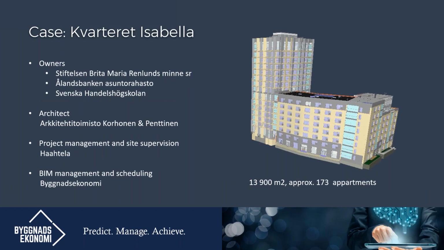We're going to take a closer look at this classification and its use on one of our ongoing projects. It's Kvarteret Isabella. It's an apartment building, approximately 14,000 square meters, 173 apartments, some commercial premises as well. There are 3 different owners in this project. We have a Finnish architect, Arkkitehtitoimisto Korhonen Penttinen. Project management and site supervision is by Hahtela, and Byggnadsekonomi is in charge of BIM management and scheduling of this project.